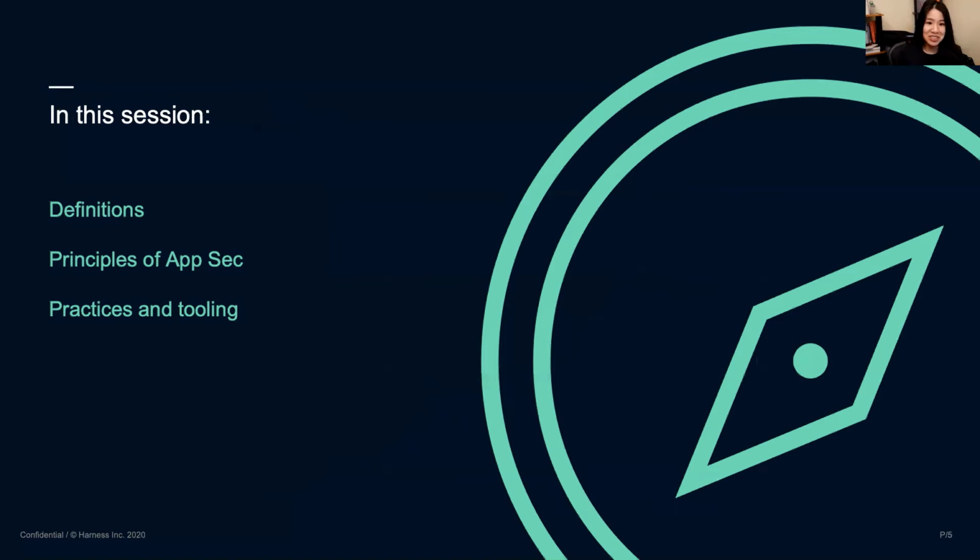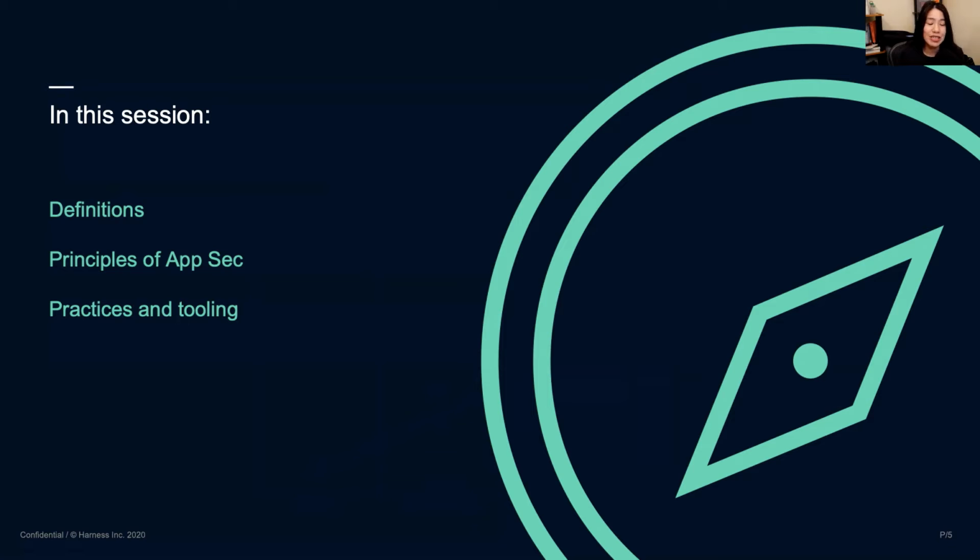And so that's what this session is about. It's about a guide for securing your applications. So I actually want to start by going over some basic definitions of CI/CD, and then we'll discuss a little bit more about the principles behind application security, and then we'll go into the actual practices and tooling.